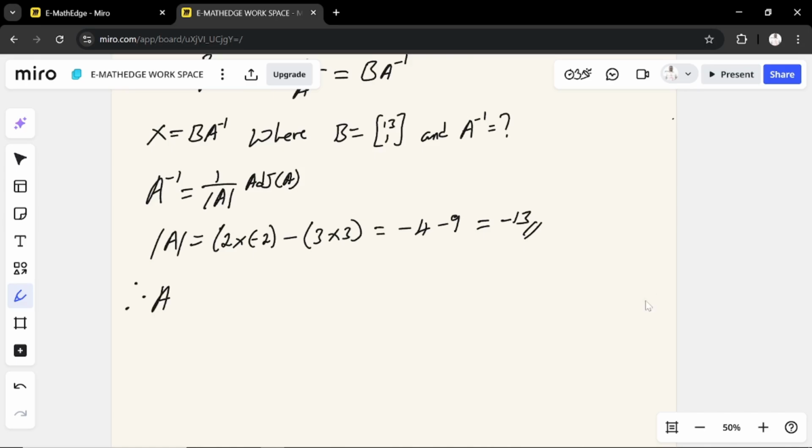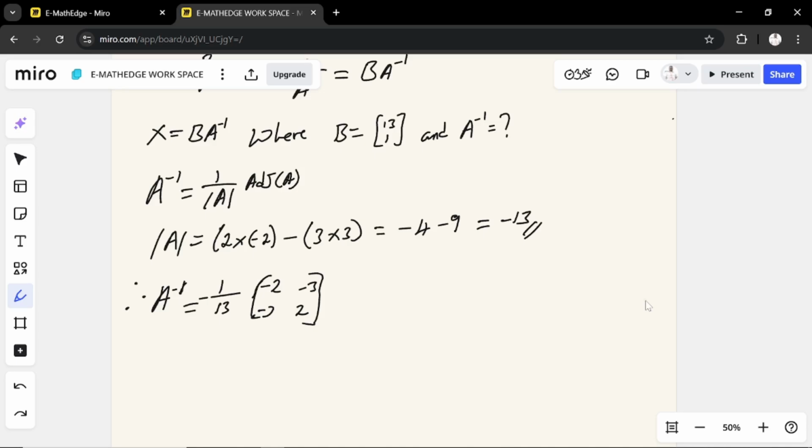Therefore, we are going to have the inverse of A to be equal to 1 all over the determinant. Now, what we have as our determinant is -13, so that is going to affect the whole thing here. It's going to be -1 all over 13 multiplying the adjoint of that matrix A. And mind you, we've gotten that adjoint to be -2, 2, and introducing negative signs, we have -3 and -3.